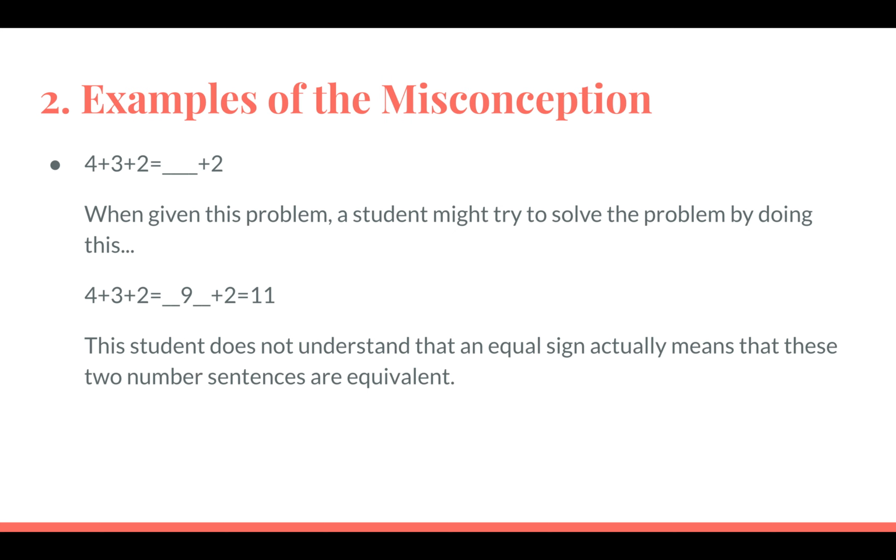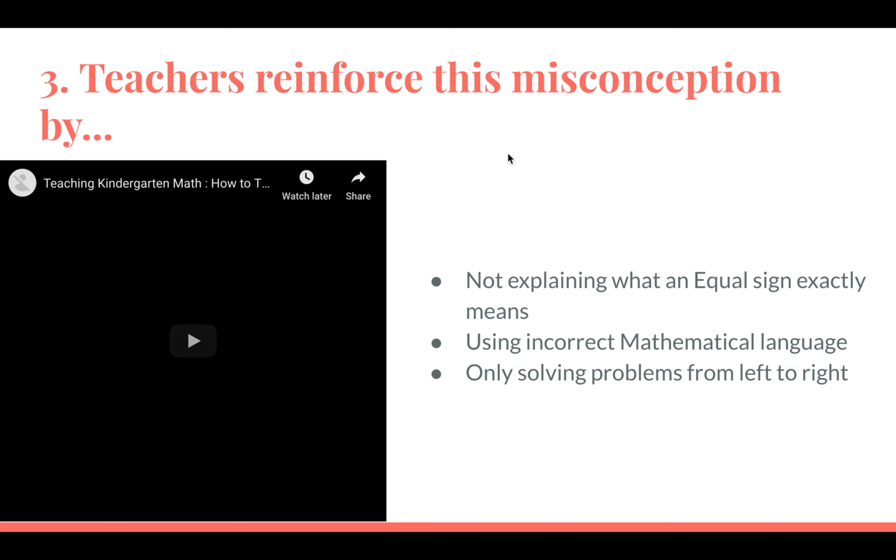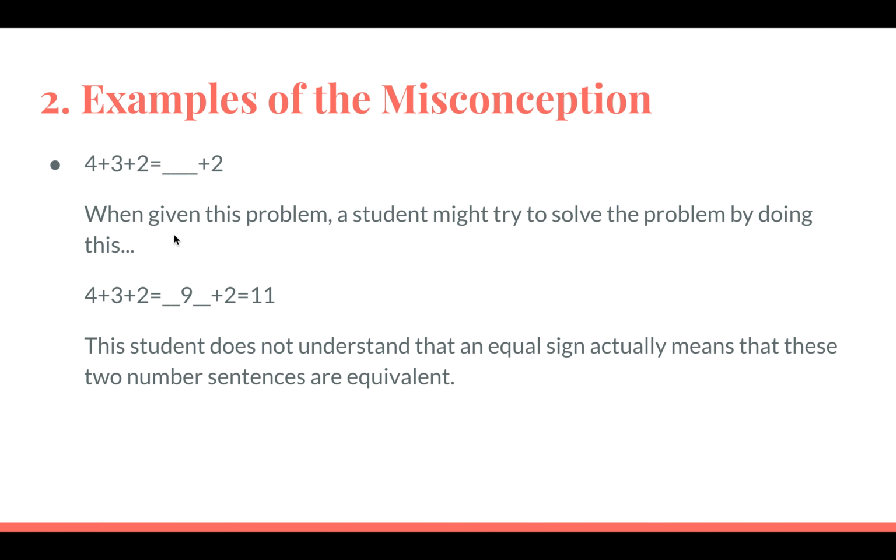A good example of this misconception would be the problem that we have here: 4 plus 3 plus 2 equals blank plus 2. If a student had this misconception, they might try to solve it by adding 4 plus 3 plus 2, which gives them 9, and then adding 2, which gives them 11. Clearly you can't have two equal signs in an equation, so this student didn't understand what the equal sign meant and tried to solve the problem.